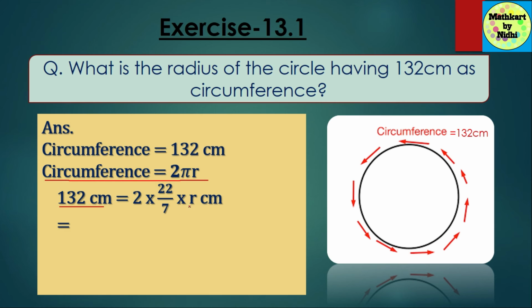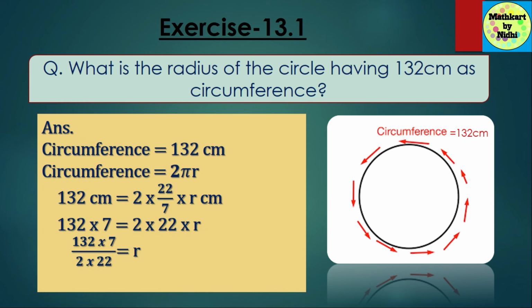So we will shift this 7 this side, and as it is in division, it will be in the multiplication. So we can write down 132 multiplied by 7, and the rest of the same things will remain the same, that is 2 multiplied by 22 multiplied by r. Now 2 and 22 are in multiplication with this r. So when I shift them towards the left hand side, they will go into the division part. So it is 132 multiplied by 7 upon 2 into 22.